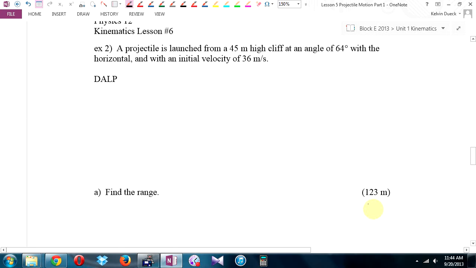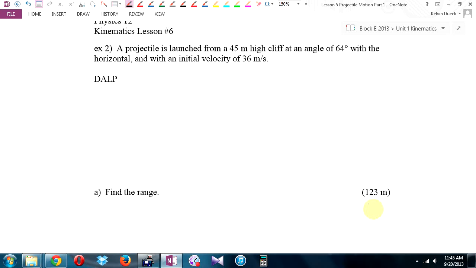Physics 12. What makes this Physics 12? 2 things. Tanisha, can you see an angle in degrees? We did that in Physics 11. Can you see a cliff? We did that in Physics 11, but we never did them in the same question.